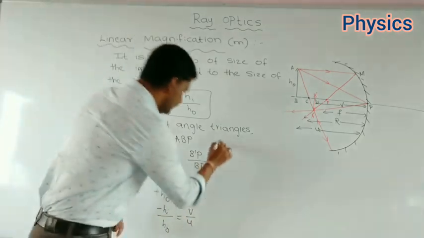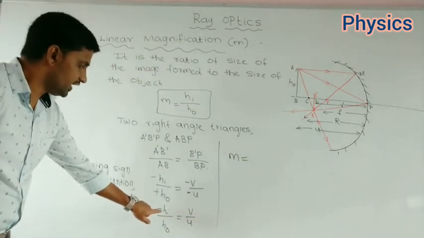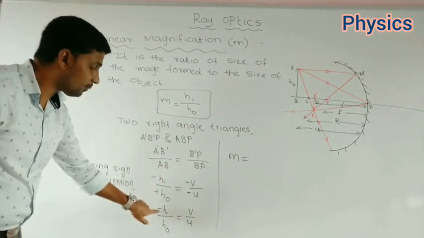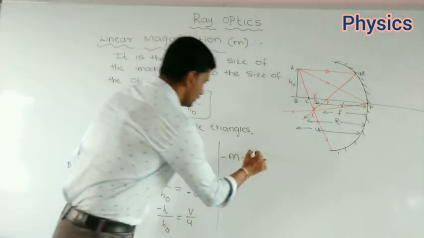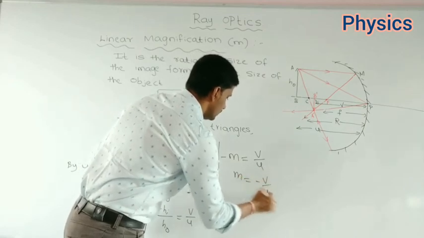We know that hi by h0 is the linear magnification, but here we have minus hi by h0, so I can write minus m is equal to v by u, or m is equal to minus v by u.